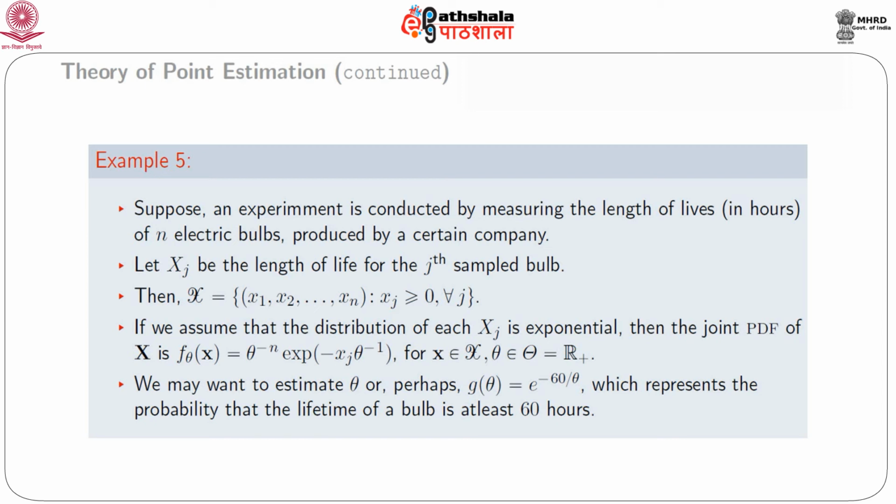If we assume that the distribution of each xj is exponential, then the joint PDF of the vector x is given by 1 by theta to the power n, e to the power minus 1 by theta into summation over j from 1 to n xj, where x belongs to script x, theta belongs to script theta. We may want to estimate theta or any function of theta, say g theta equals e to the power minus 60 by theta, which represents the probability that the lifetime of a bulb is at least 60 hours.